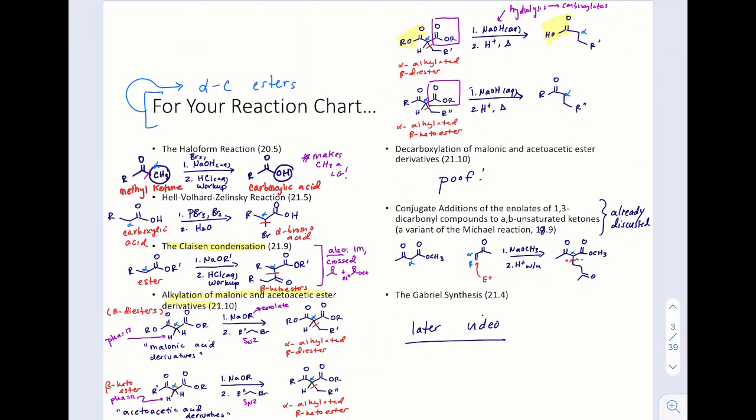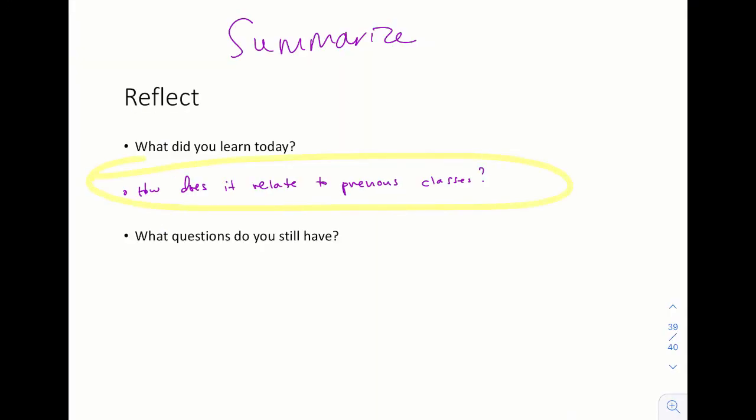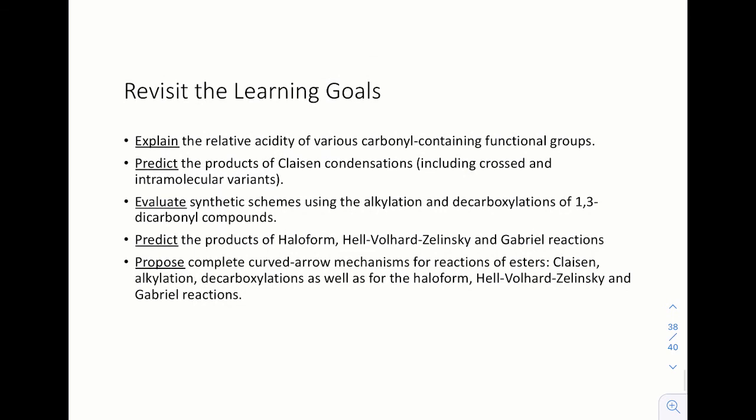It's time for you to practice once you have summarized. The second question is particularly relevant today. All of these reactions relate to previous classes in some way. Haloform versus Baeyer-Villiger, alpha carbon chemistry, so the ester version of the aldol reaction, the Claisen condensation, etc. I'll let you think about whether or not you've met the learning goals on your own, and then let me know if you have any questions.